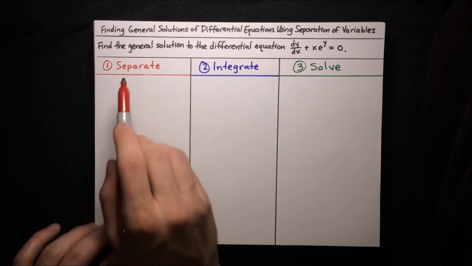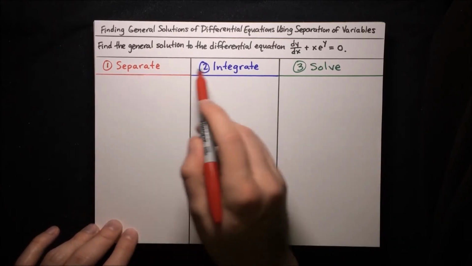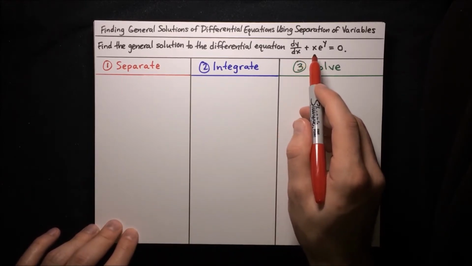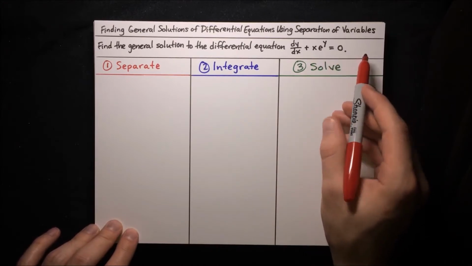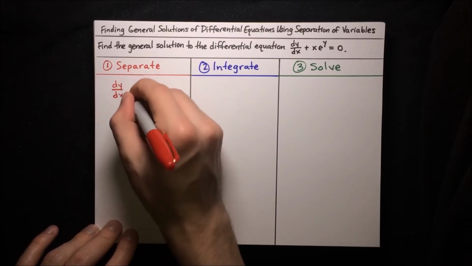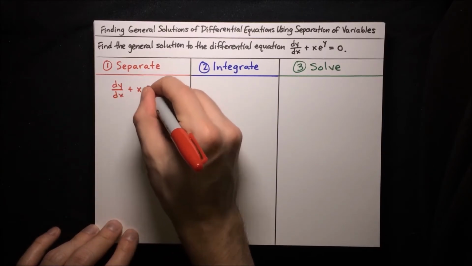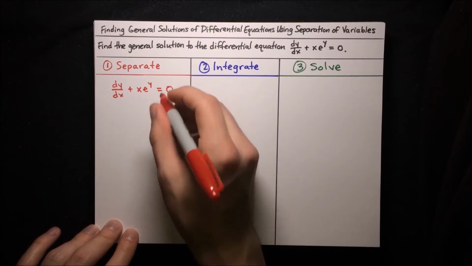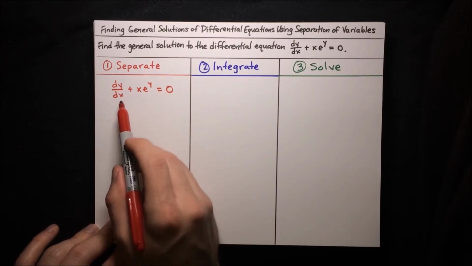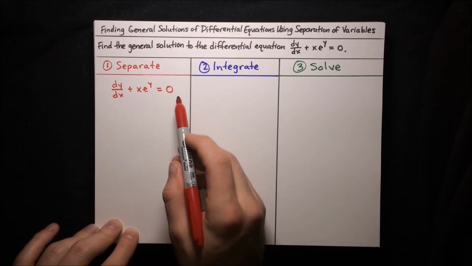So the first step, separate. What that means is we want to manipulate this equation so that the dy/dx and all of the y terms are on one side, and then all the x terms are on the other side. So let's go ahead and write our equation again. dy/dx plus x e to the y equals 0. Why don't we say we want the dy/dx and all of the y terms on the left-hand side, and then all the other x terms will go on the right-hand side.